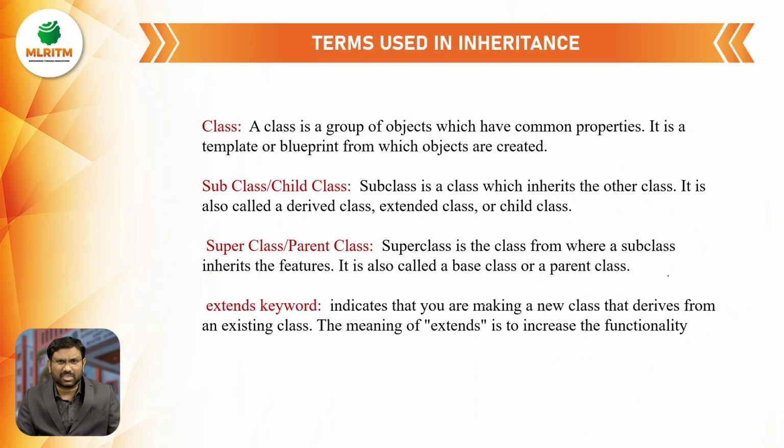So coming to the class, what is a class? Class is a blueprint. A class is a group of objects which have common properties. It is a template or blueprint from which objects are created. So objects are created from a class. Class is nothing but a blueprint.